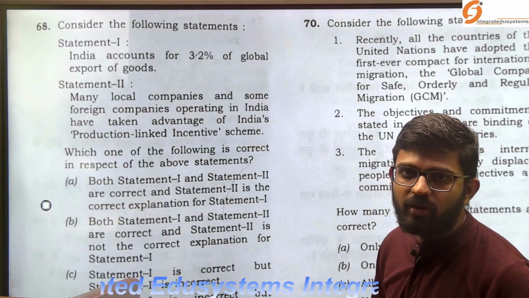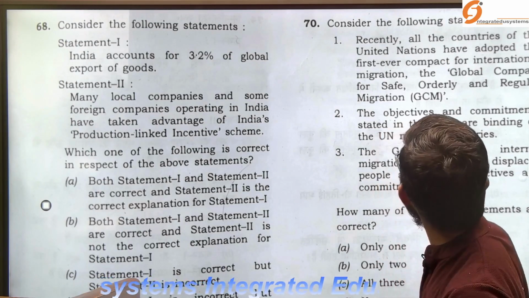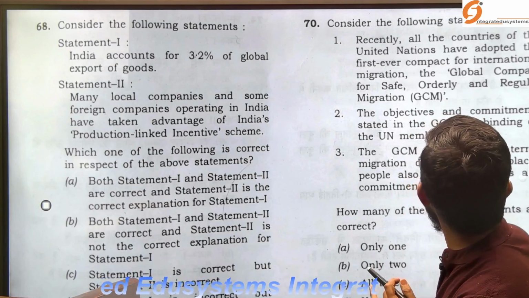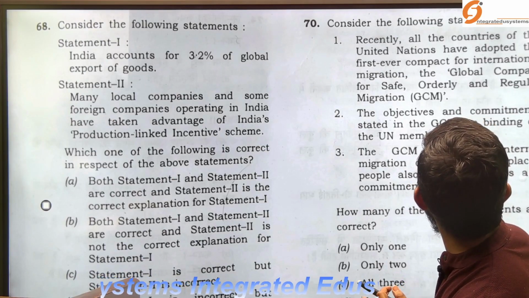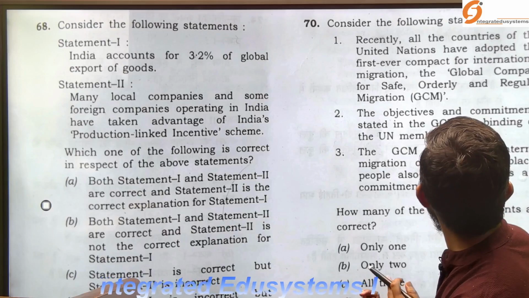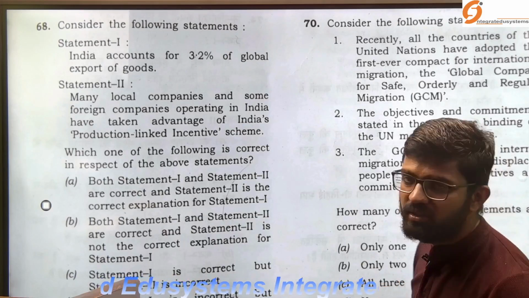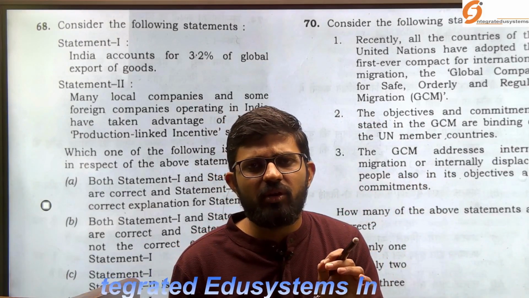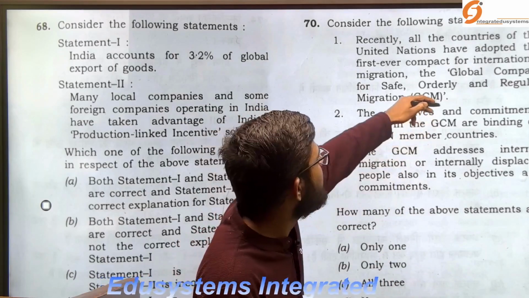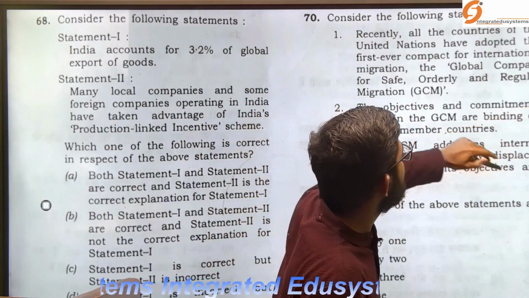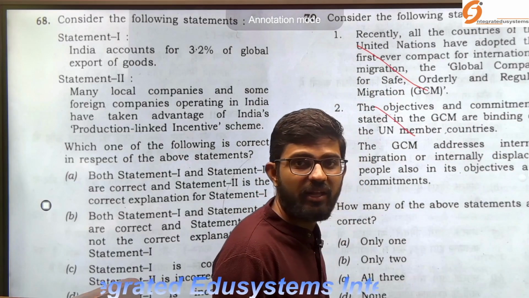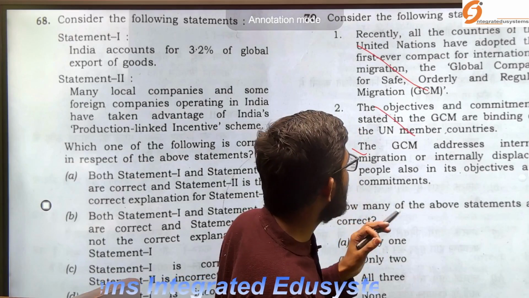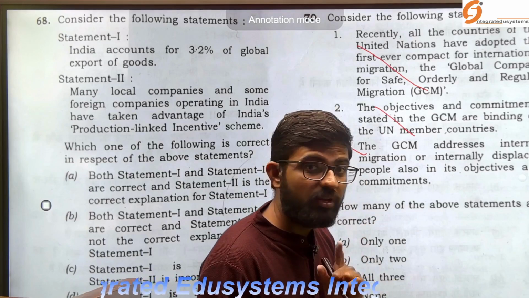One of the mind-boggling or difficult questions, we can say. Consider the following statement. Recently, all countries of the UN have adopted the first ever compact on international migration, the Global Compact for Safe, Orderly and Regular Migration. The objectives and commitments stated in it are binding. See, all, नहीं, हो सकता. Binding on all, there are very limited UN treaties that are binding on all. So ये तो ऐसे we can cancel this statement. The second statement says the compact addresses internal migration in its objectives and commitments per se. Definitely only one is correct.